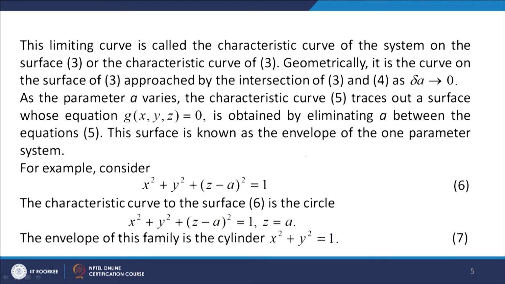So, let us find the partial derivative. Let us write f(x, y, z, a) is equal to x square plus y square plus (z minus a) whole square minus 1 equal to 0. And when we differentiate it with respect to a, what we get is 2 times (z minus a) into minus 1 equal to 0, or z minus a equal to 0.